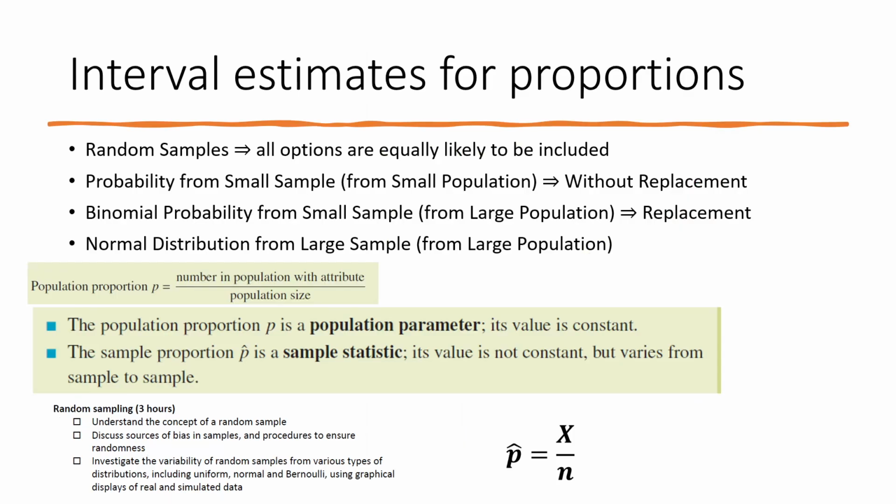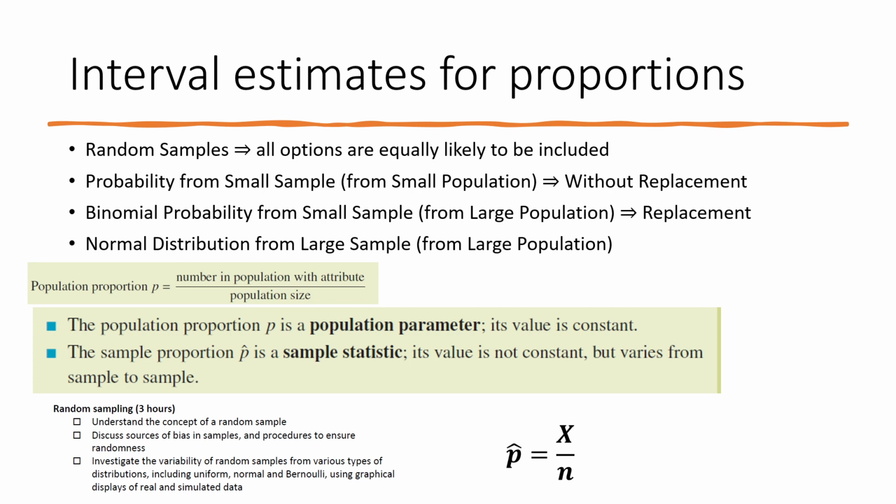Next is interval estimate for proportion. They're all random samples for this topic. They're all equally likely to be included. I don't have a better chance of being included than the next person. Now, probability from a small sample from a small population is without replacement, while binomial probability from a small sample from a large population includes replacement. Then normal distribution is for a large sample from a large population. I'll tell you what happens if it is small or large in the next slide.